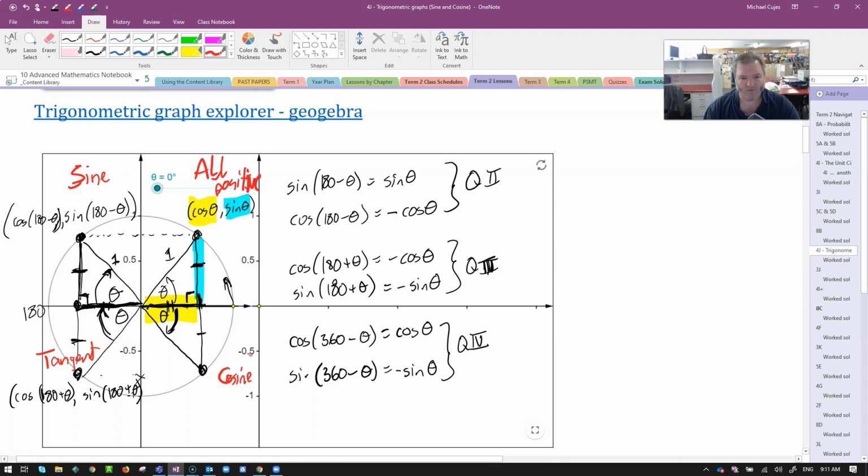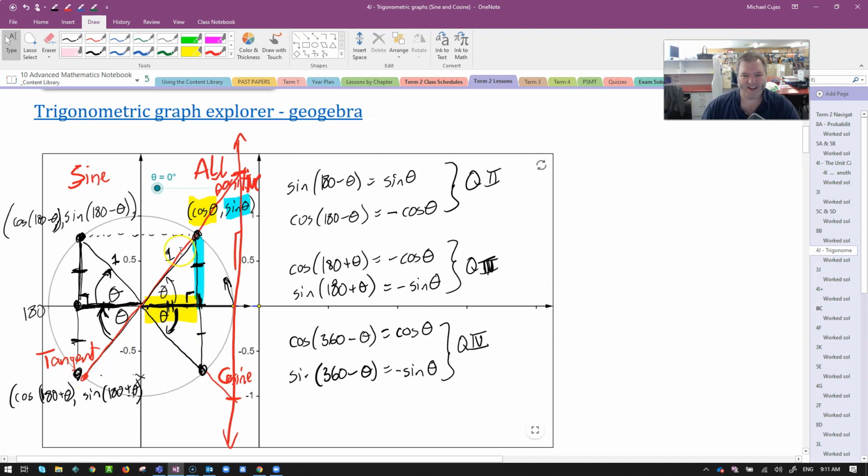Now, if you want to think about why tangent's positive, remember it's where it touches the tangent axis way over on the right here. Imagine I drew that perfectly. In quadrants 1 and 3, if I continue the radius through the origin, it's going to hit the tangent axis in a positive area. When I go in quadrants 2 or 4 and I continue that radius down, it's going to give me a negative value.